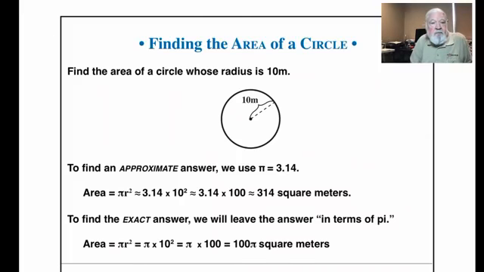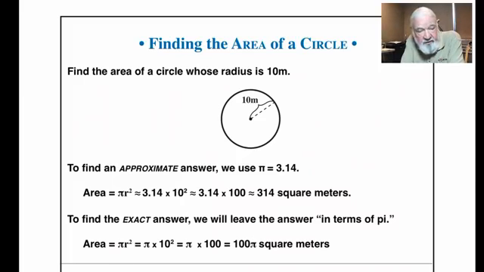To find an approximate answer here, we can use pi equals 3.14. I've written out the details here for you. Area equals pi times the radius squared, which is 3.14 times 10 to the second power. And remember, second power means number times itself, so that's going to be 100. The nice thing about multiplying by 100 is that it moves the decimal point over 2 places to the right. And so the area of a circle with a radius of 10 meters would be 314 square meters.